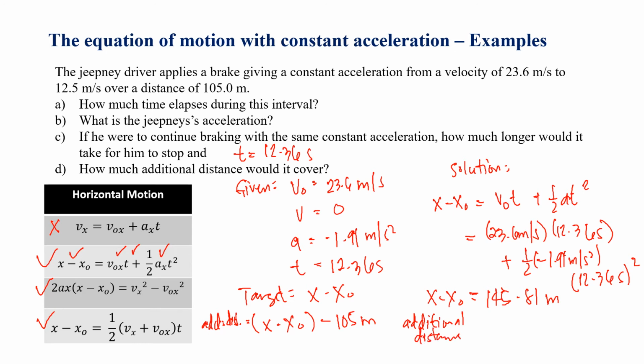Your additional distance then is equal to your 145.81 meters minus 105 meters, which is equal to 40.81 meters. Problem solved.